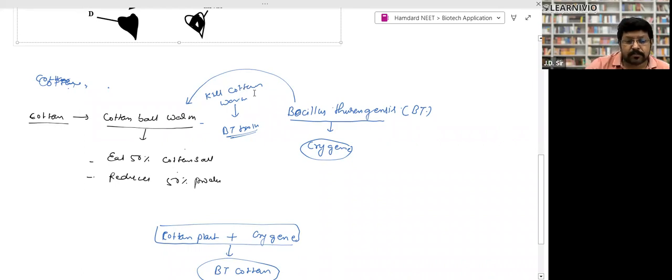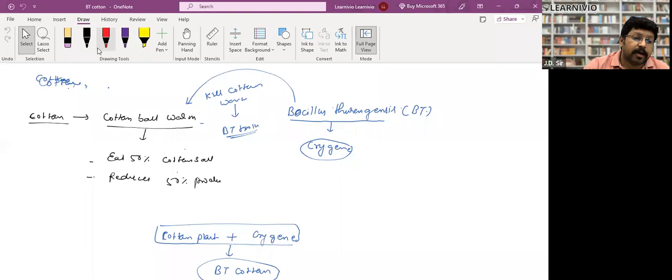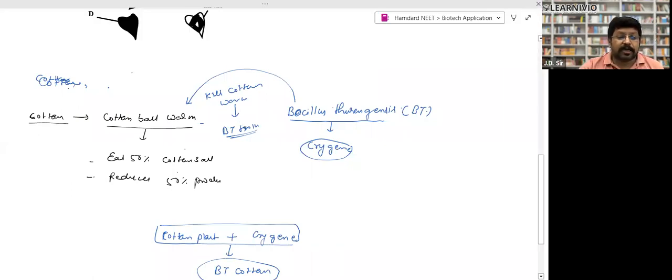Now, there is an enemy of this cotton boll worm. That is a bacteria. The name of that bacteria is Bacillus thuringiensis. This bacteria goes inside the stomach or gut of the cotton boll worm. When it goes inside the gut of the cotton boll worm, it produces a type of toxin called BT toxin. BT toxin punctures the gut of the boll worm, and due to this the boll worm dies. Is that clear?